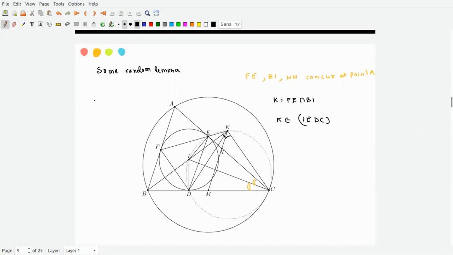So, how do we prove K lies on the circle IETC? Prove that angle BKD is equal to C by 2, then we will be done. If we prove this is C by 2, then we will be done. We already know what this is. This is B by 2. The only problem is, how will you get this angle?